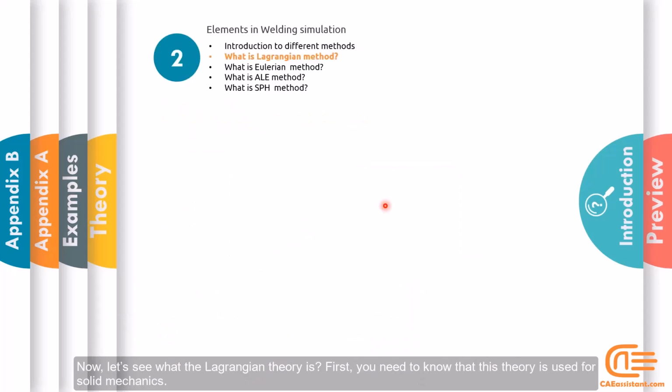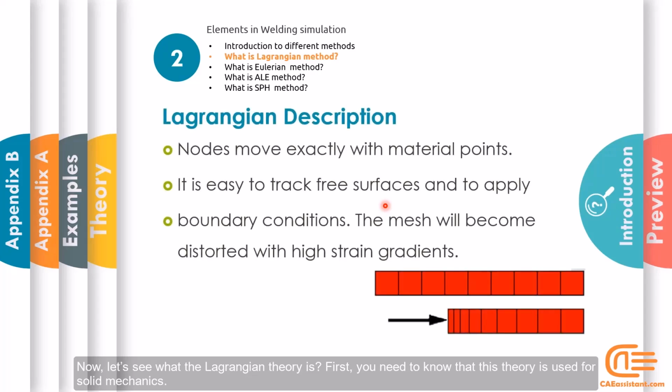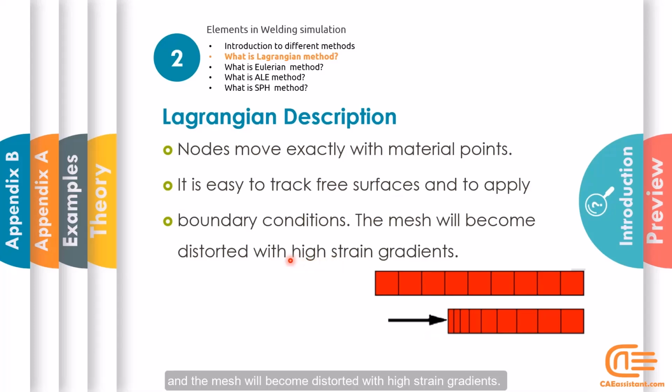Now let's see what the Lagrangian theory is. First, you need to know that this theory is used for solid mechanics. In this method, nodes move exactly with material points. It is easy to track free surfaces and apply boundary conditions. And the mesh will become distorted with high strain gradients. For example, see this figure. If a force like an impact applies to it, the elements near the force will become distorted because we have high strain gradients.